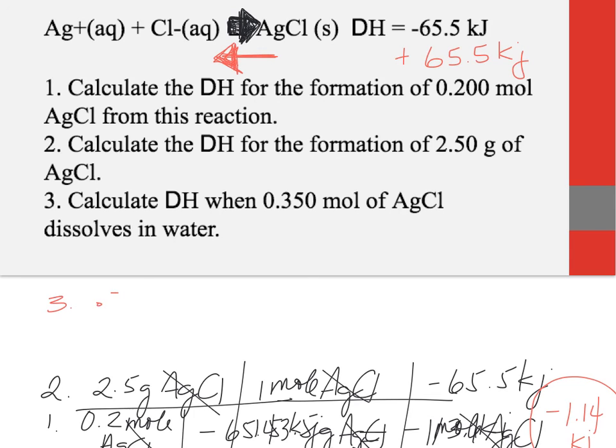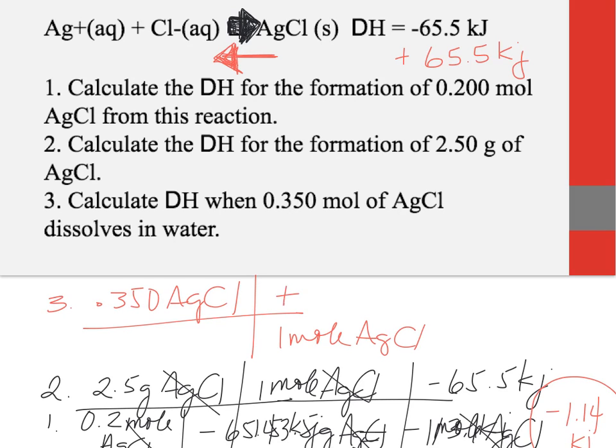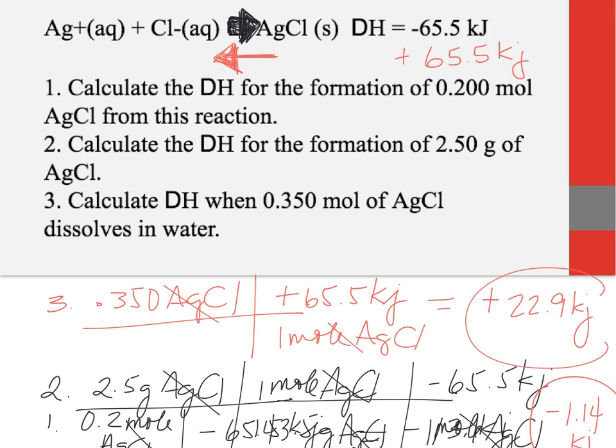So we're starting with 0.350 moles of AgCl, and we know that 1 mole of AgCl is positive 65.5 kilojoules. Moles cancel. I do the math, and I get positive 22.9 kilojoules. So in order for this to happen, the reaction has to absorb 22.9 kilojoules of energy from its surroundings. It's got to pull it into the system in order to make that happen.